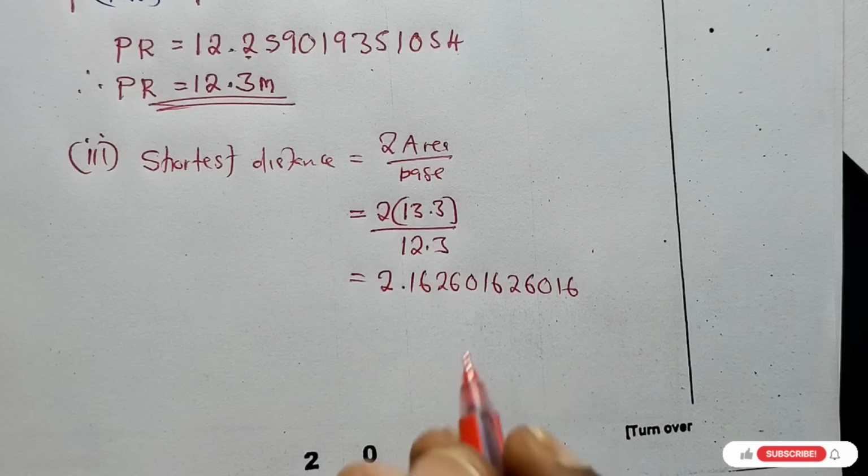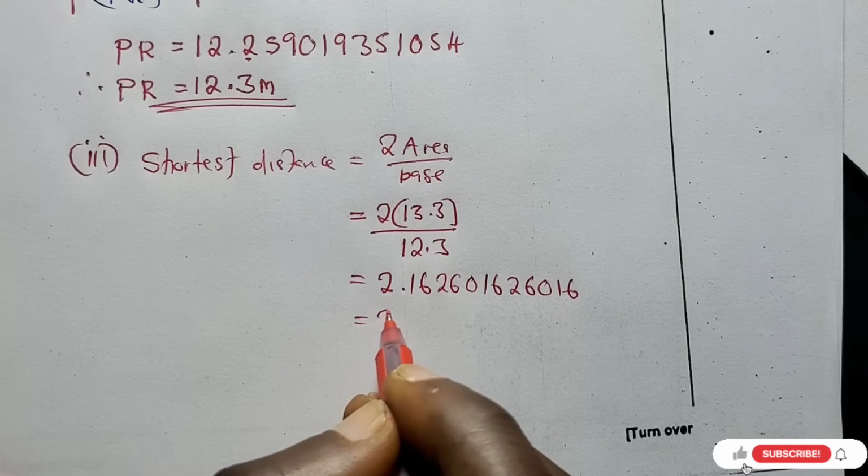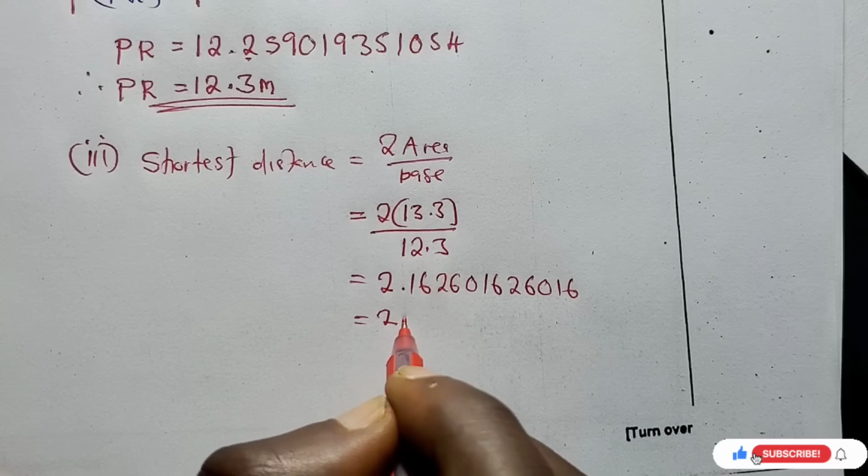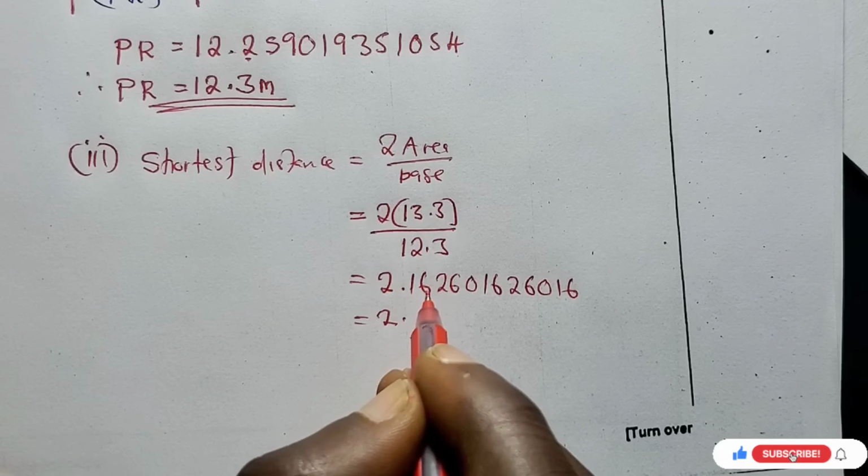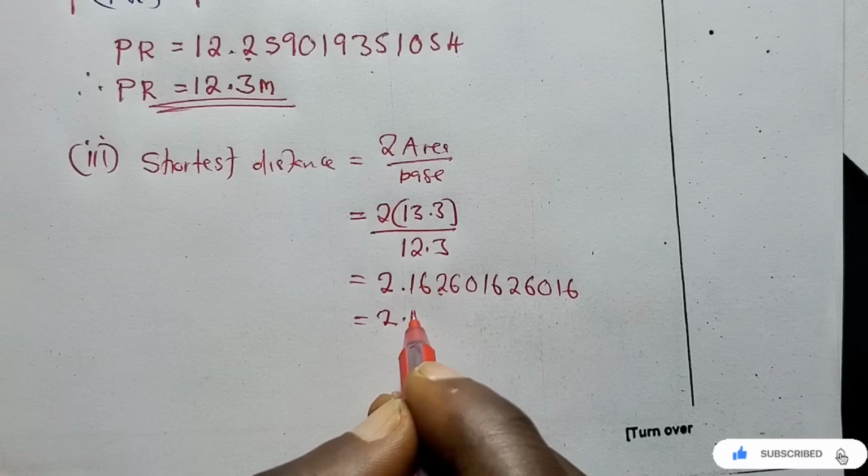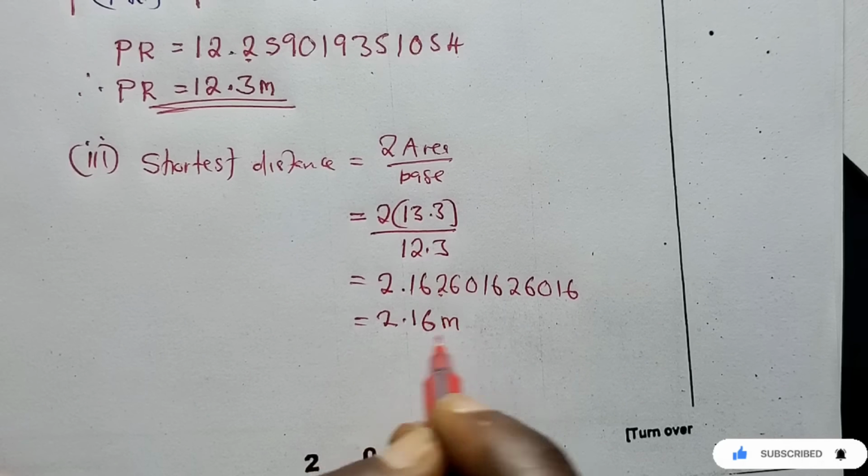So to three significant figures, you're going to say shortest distance is equals to 2.16, because this is less than 5. Okay, 2.16 meters, of course.